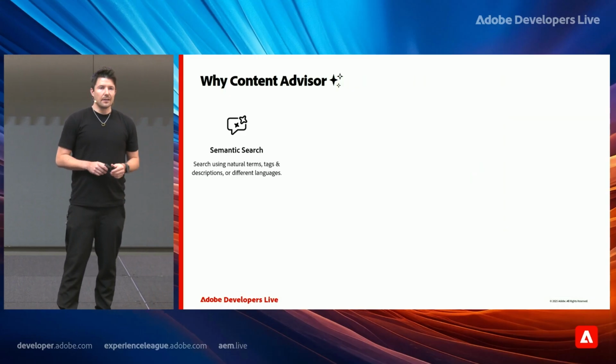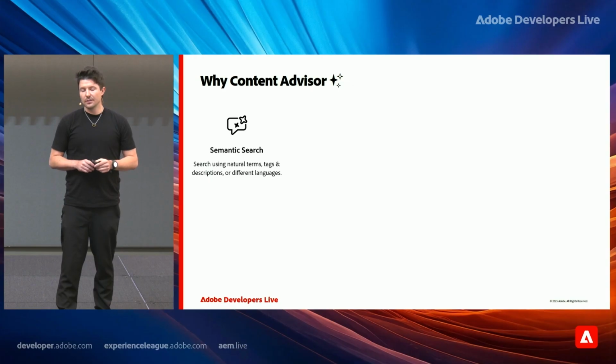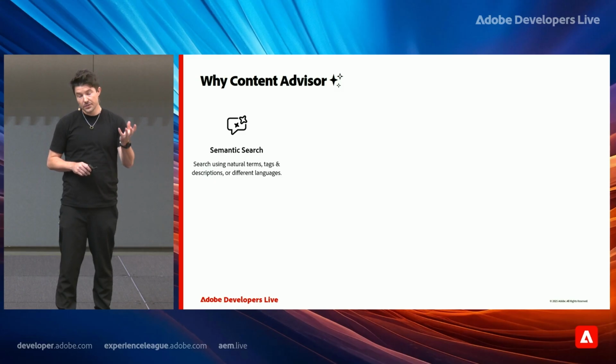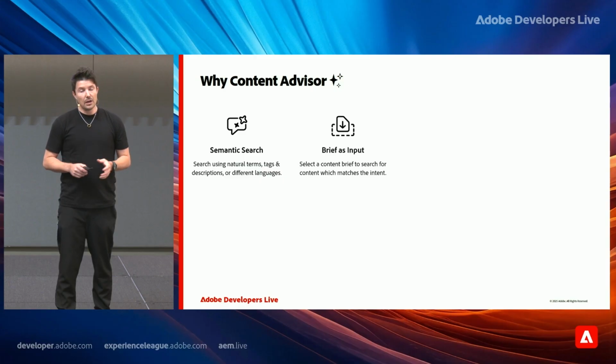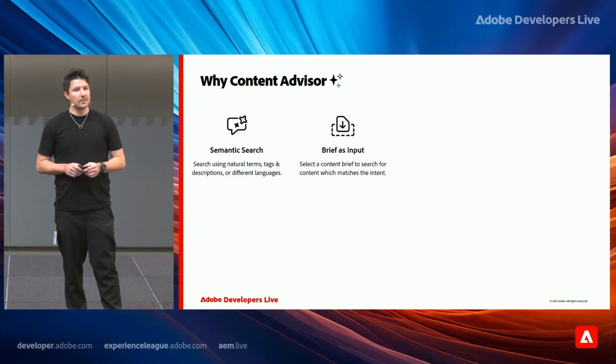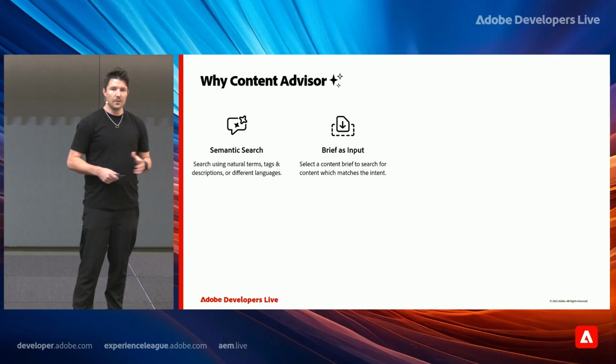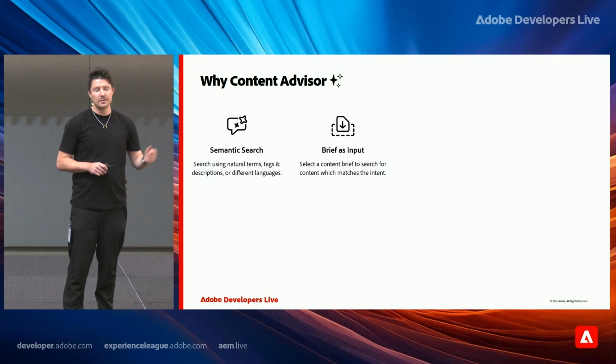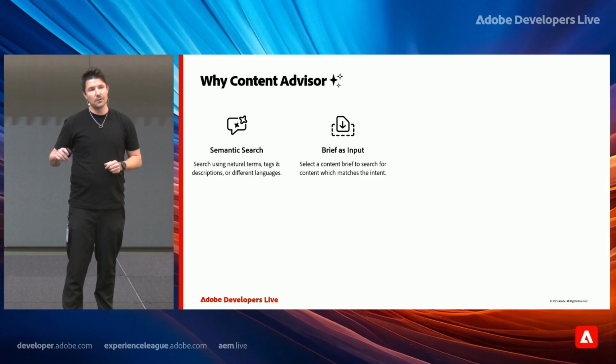When we say Gen AI, there's a lot of different components that went into building the Content Advisor. The first is a powerful semantic search that takes natural language queries. So you don't have to know an exact metadata property or keyword. You can just describe what you're looking for, and we're going to surface content that is relevant to that natural query. We also now support a document brief as input. So if a user has a PDF from a marketing workflow or other content supply chain workflow, they can drop that directly into search, and it will perform a search and get relevant assets and content fragments related to that document.